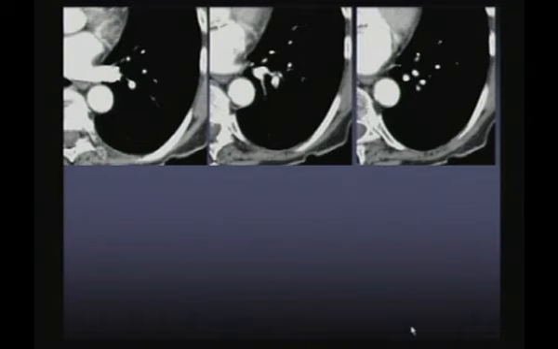Another area where we may miss pulmonary emboli is when we're not originally looking for them. This was a staging CT scan performed for malignancy, and on a single 5mm image, there's a small potential filling defect in a pulmonary artery.